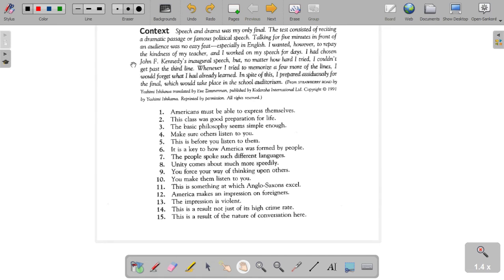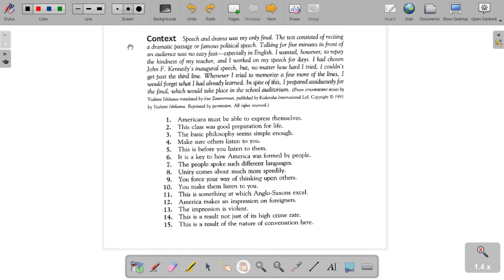I wanted, however, to repay the kindness of my teacher, and I worked on my speech for days. I had chosen John F. Kennedy's inaugural speech, but no matter how hard I tried, I couldn't get past the 3rd line. Whenever I tried to memorize a few more lines, I would forget what I had learned. In spite of this, I prepared assiduously for the final, which would take place in the school auditorium.